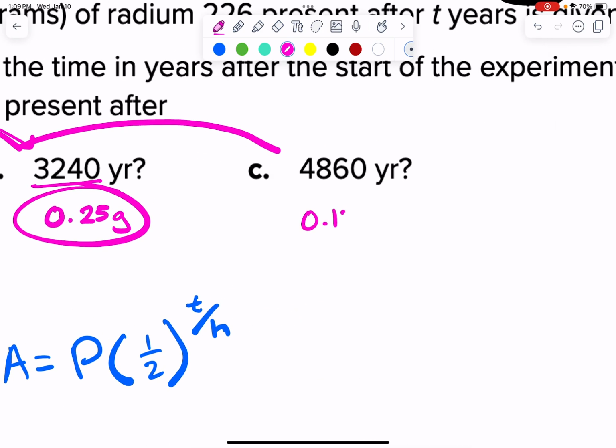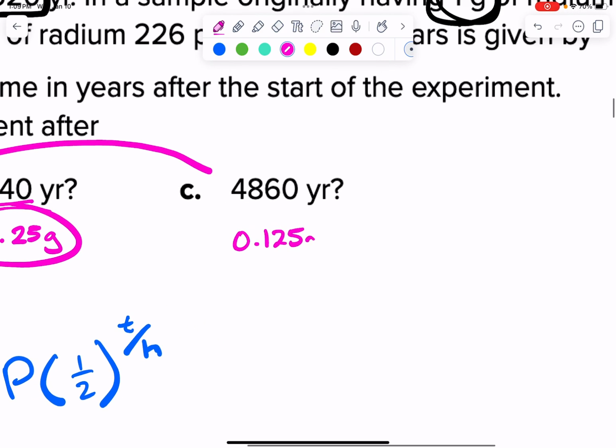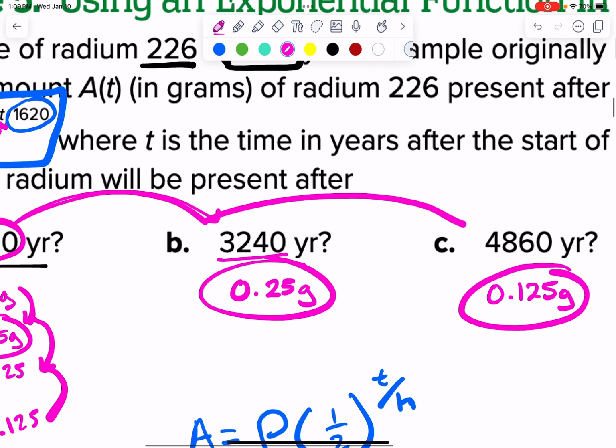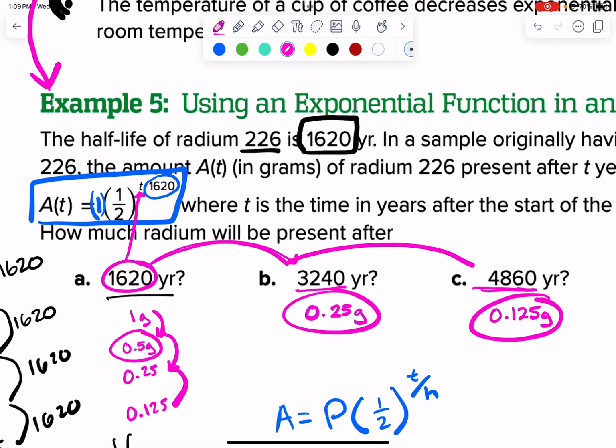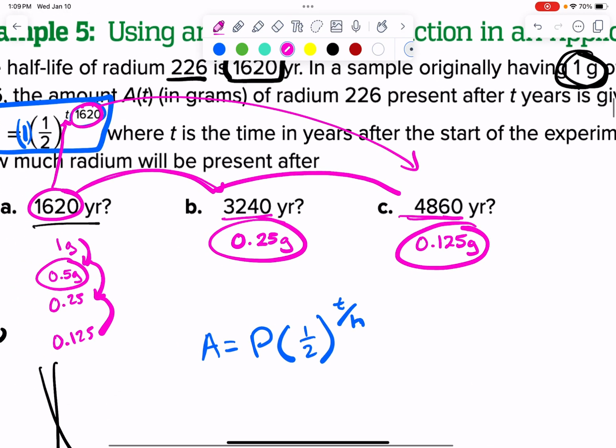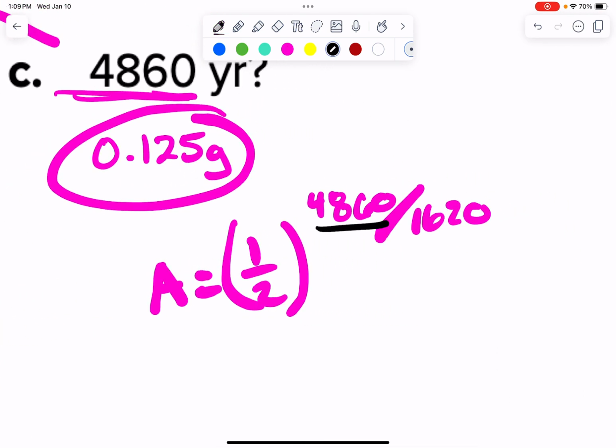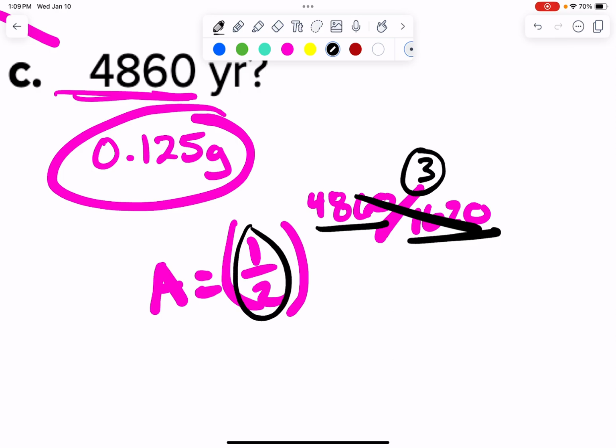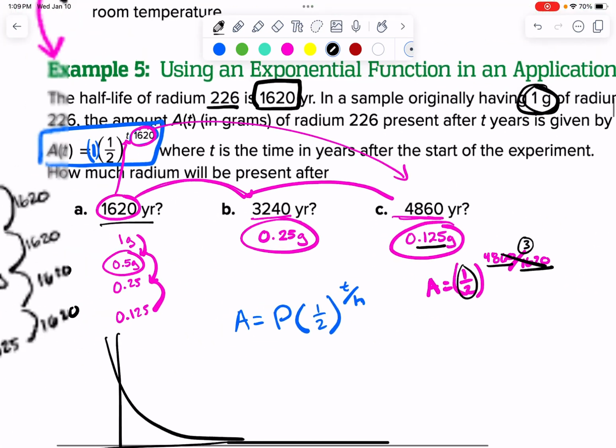Let's actually plug that in and see what we get, right? If you don't trust that it's splitting in half 3 times, or you can't see that 4860 is 1620 times 3, what you're going to do is just plug it in. So A equals 1/2, again the P out there is 1, to the 4860 divided by 1620. If you divide it, you should get 3. So I'm taking 1/2 to the 3rd power, which is 1/8, or 0.125 grams. Okay, so you can plug that into your calculator as well if you want to.